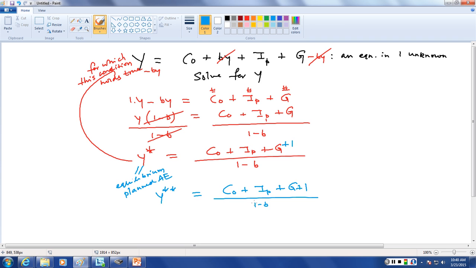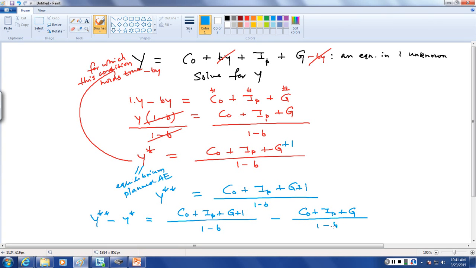Could I now ask you to calculate the difference between Y double star and Y star? In other words, by how much has equilibrium planned aggregate expenditure changed because of that $1 increase in government spending? Well, what is Y double star? That's C0 plus IP plus G plus 1 divided by 1 minus B. And what's Y star? C0 plus IP plus the old G divided by 1 minus B. Agreed?